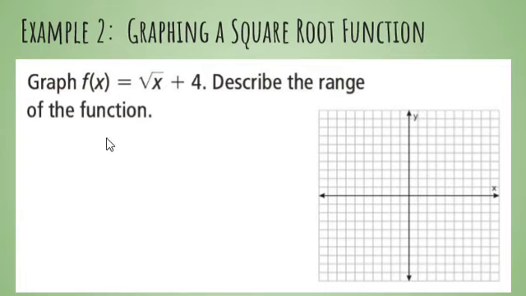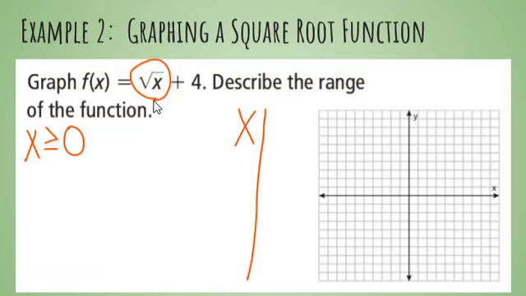Example 2 is graphing a square root function. We're graphing f of x equals the square root of x plus 4, and we're describing the range of the function. We're going to start this problem the same way we started example 1. We're going to take what's inside the radical and make it greater than or equal to 0. Here, there's nothing for us to solve for x. So when we make our xy table, we're going to follow that inequality for our x values. So that means I'm going to start at 0.